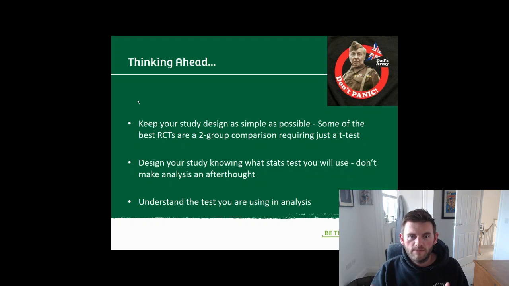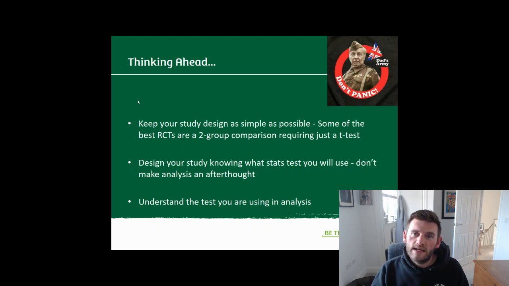What I would recommend is making sure you try and keep your study design as simple as possible. Some of the best RCTs are a relatively straightforward control and intervention group, and it just requires what we call a t-test, something we'll look at later on. Design your study trying to know what stats test you will use, so don't make analysis an afterthought. And this happens a lot, that people have a really good idea for a study, they get the design really right, and they think, well, I don't really want to think about the stats right now, I'll worry about that later when I come to analyse the data.